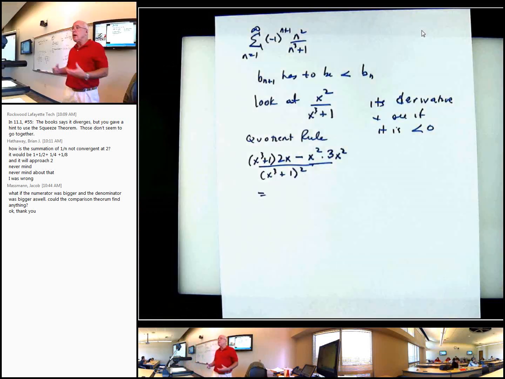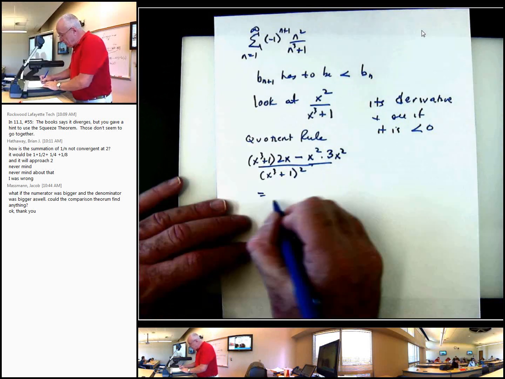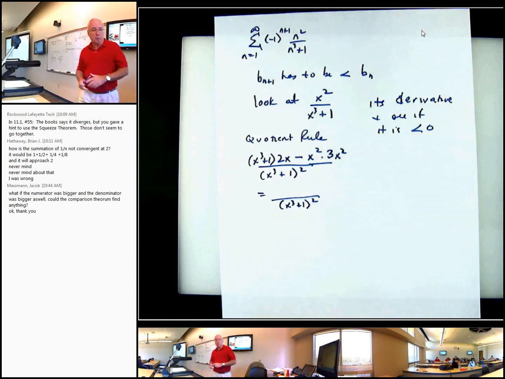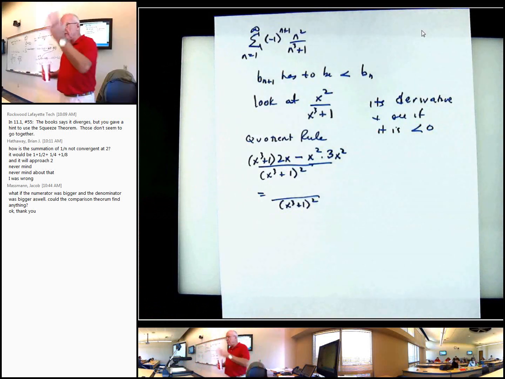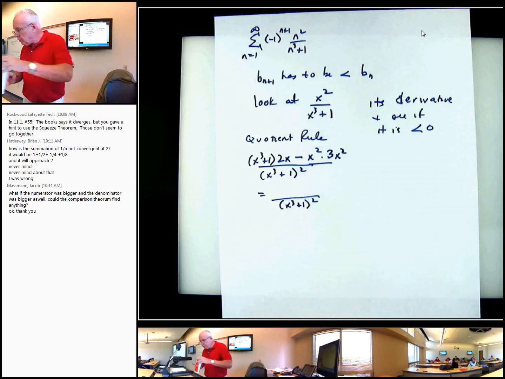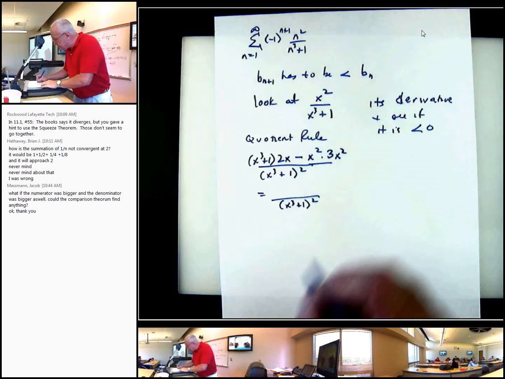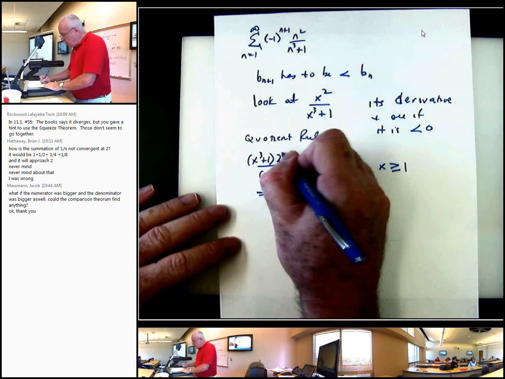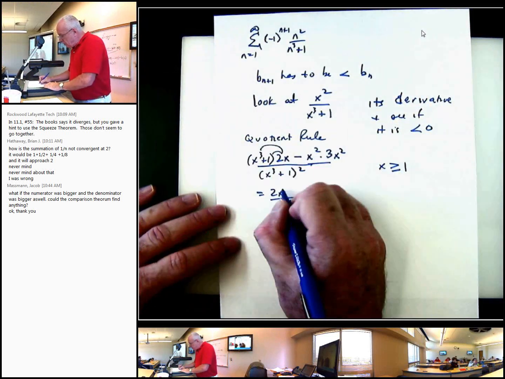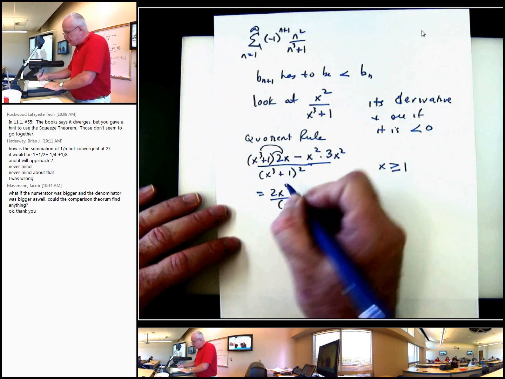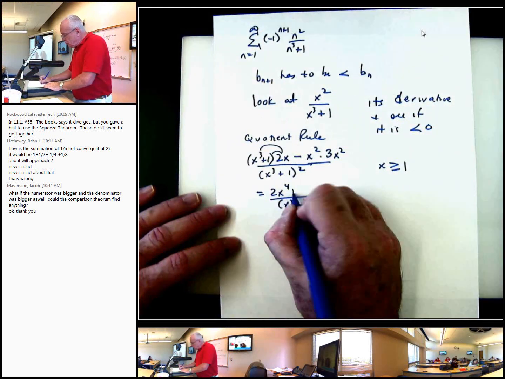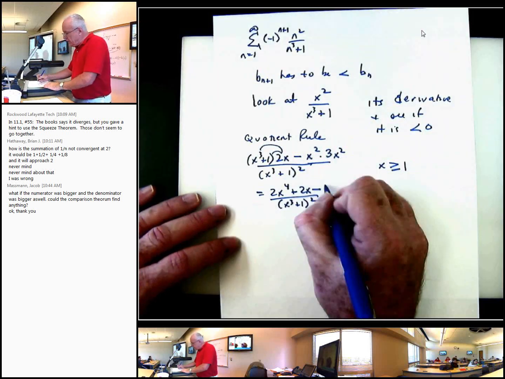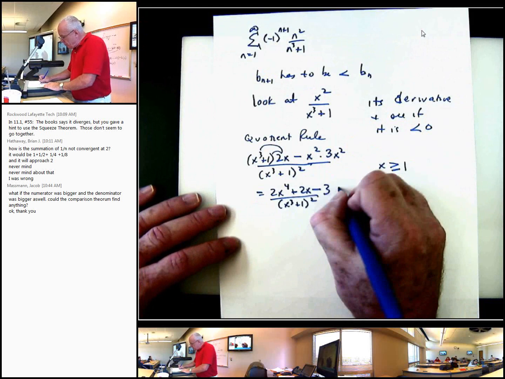Okay, let's FOIL things out and see what we get there in the numerator. The denominator, is the denominator going to be a positive or a negative number? Always positive because it's a square. And we're talking about x bigger than or equal to 1. Okay, let's distribute this. We get 2x to the fourth power, x to the 1 plus 3 is 4, plus 2x times 1, minus, and then we multiply these together. This is 3, x squared times x squared is x to the fourth.